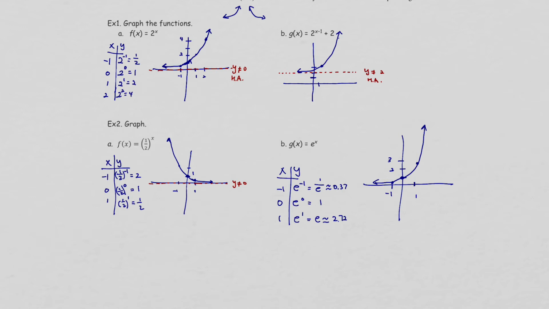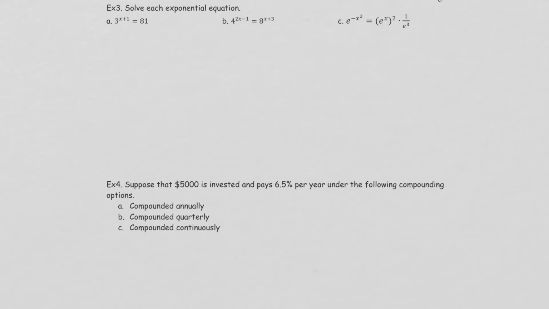Which also have horizontal asymptote y equals 0. This graph should be giving you the basic information about exponential functions. Example 3, we're going to go over very basic exponential solving.